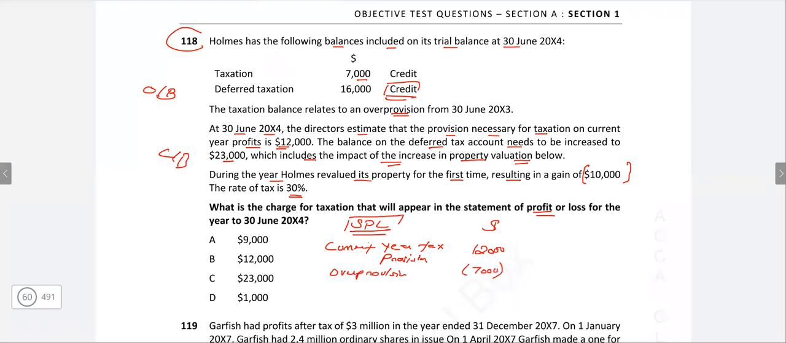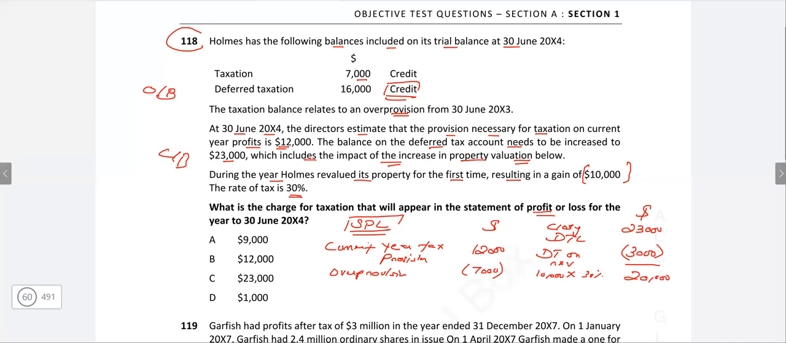Now we need to see whether there is an increase or decrease in the deferred tax liability. So we know the format of it. First of all, see what is the closing deferred tax liability. The closing deferred tax liability is 23,000. This includes the deferred tax on revaluation, so you need to deduct it. Deferred tax on revaluation: how much is it? 10,000 is the gain, multiply by 30%. So that means the deferred tax on the gain is 3,000. Deduct it because it includes deferred tax on revaluation. So you get the 20,000 net figure.